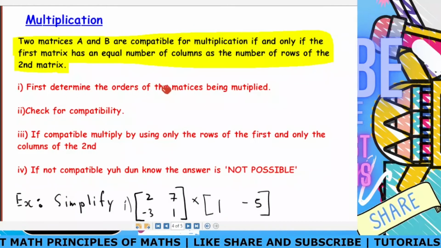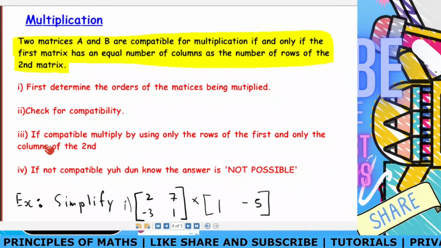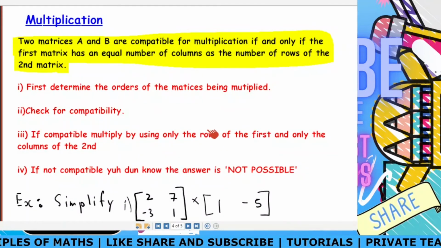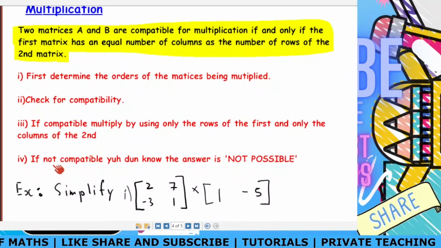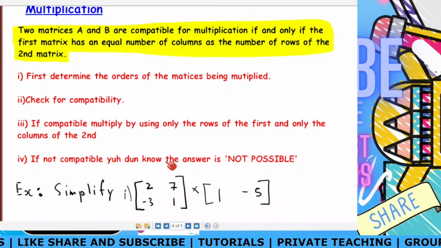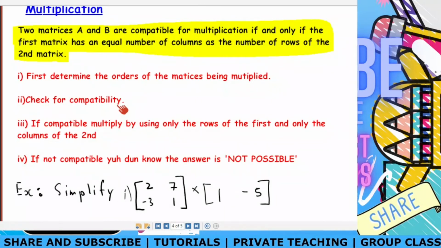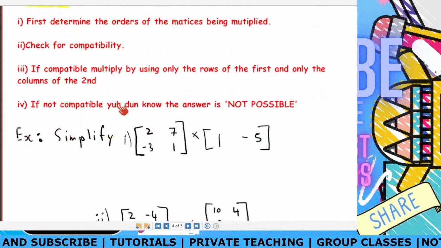Alright, so first determine the orders, check for compatibility. If compatible, multiply by using only rows of the first, only columns of the second. If not compatible, then you know the answer is not possible. If you need to write these down, pause the video and then you can continue here.